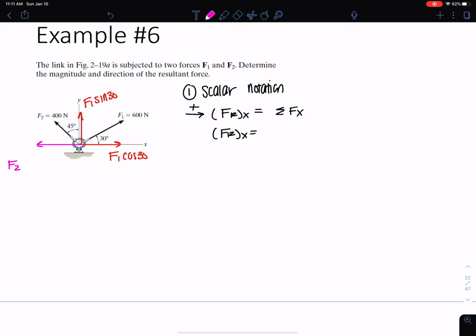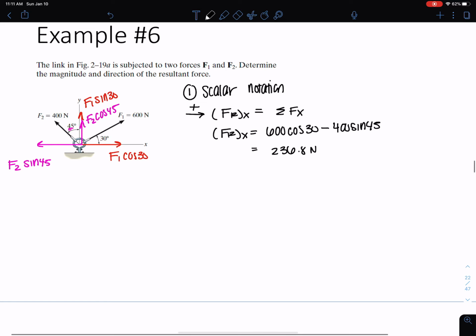This one's going to be F2 sine 45 because the 45 is measured from the y. And F2 cosine 45. Okay. Now I'm just going to put them here. Cosine 30, it's positive, minus 400 sine 45. And that's just equal to 236.8 newtons going in this direction.